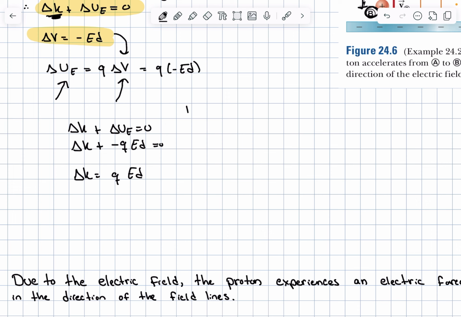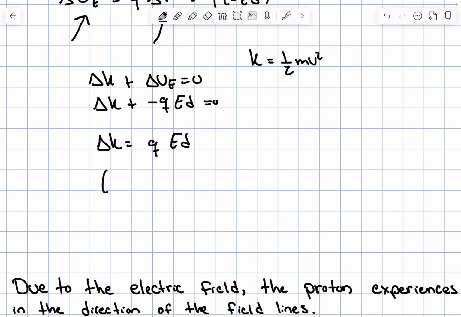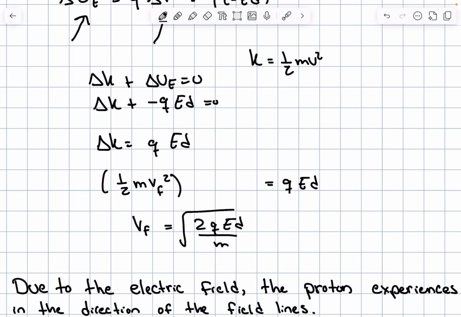Now we also know that kinetic energy is equal to 1/2 mv squared. So here, this is going to be 1/2 m v final squared minus 1/2 m v initial squared. But remember, our proton started off at rest, meaning its initial velocity is 0. And then this is qEd. All right, so then we have this as our equation. All we have to do is isolate for v. So v final is equal to the square root of 2qEd divided by m.